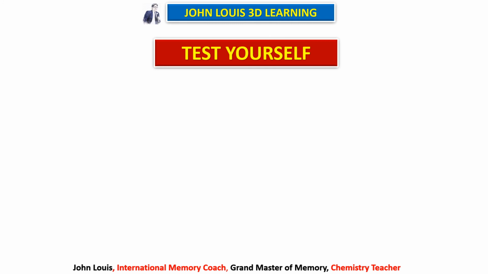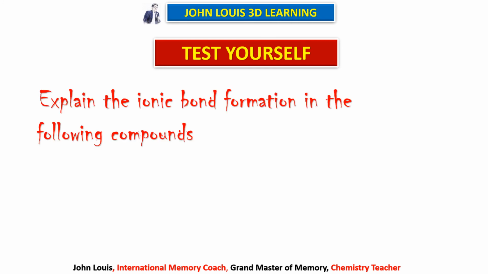Now test yourself. Explain the ionic bond formation in the following compounds. Instead of sodium, I have given lithium and potassium. Look at the atomic number of lithium and potassium, draw the structure, electron dot formula, Lewis dot structure, and by any one of the means you should be able to explain what bond is formed between lithium and chlorine, and potassium and chlorine. Both are ionic bonds, but you should be able to explain how the electrons are filled up in lithium and potassium, why they have the tendency to give out one electron, and why chlorine has a tendency to gain one electron. Thereby how the bond is formed, everything you should be able to explain.